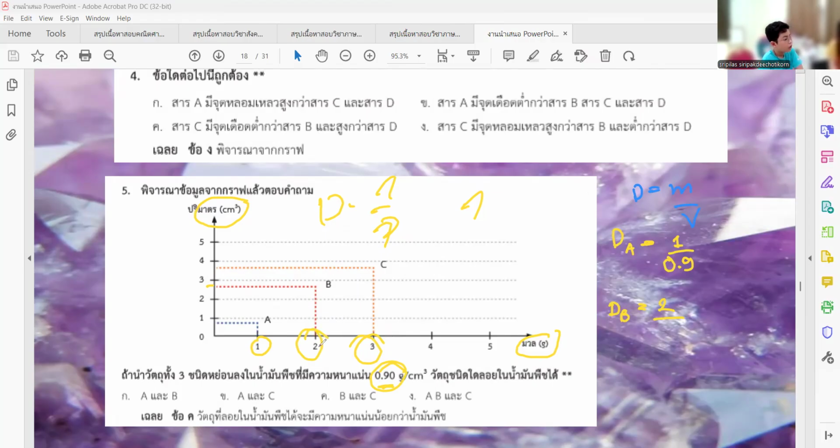Substance A, right? Look at its graph. Mass is 1, and this one is 0.9. How about B? Mass is 2, and volume is 2.8, maybe. How about substance C? 3 divided by 3.8.